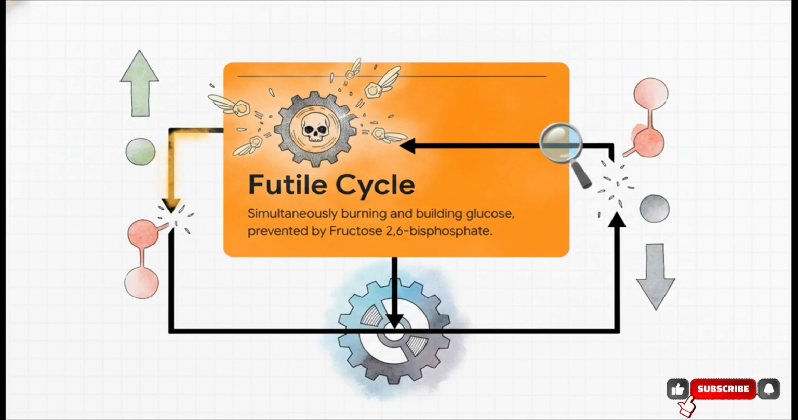This brilliant setup prevents a biological paradox known as a futile cycle. A futile cycle is when a cell is trying to burn glucose through glycolysis and simultaneously trying to build glucose through gluconeogenesis. You'd just be wasting energy. Fructose 2,6-bisphosphate prevents this perfectly because while it highly activates glycolysis, it simultaneously inhibits gluconeogenesis. It is the ultimate master toggle switch.